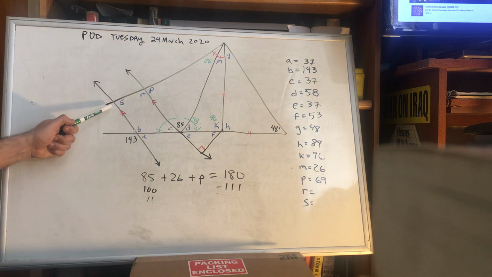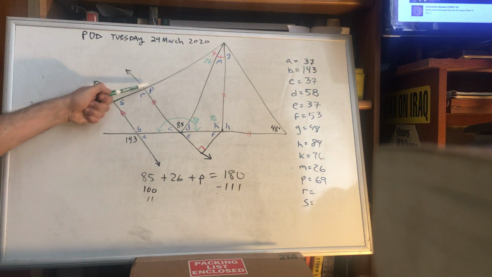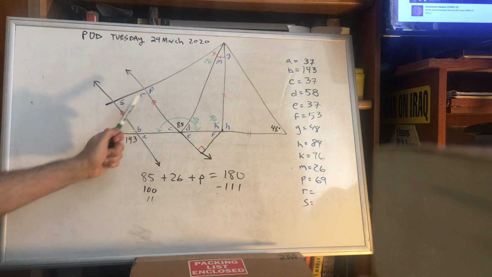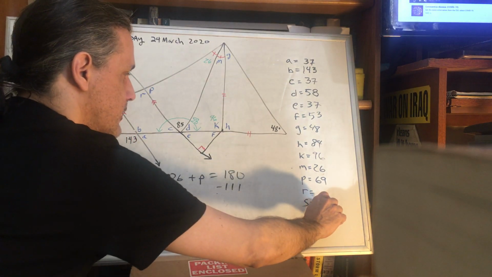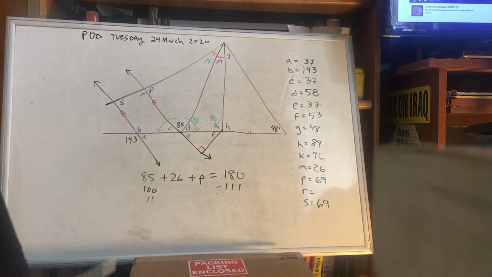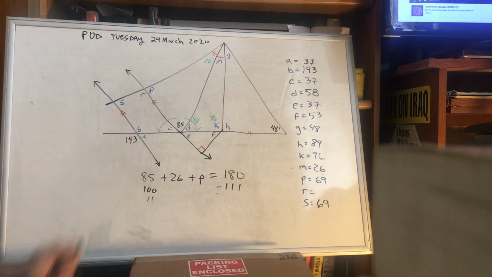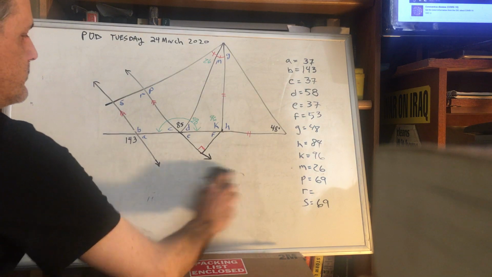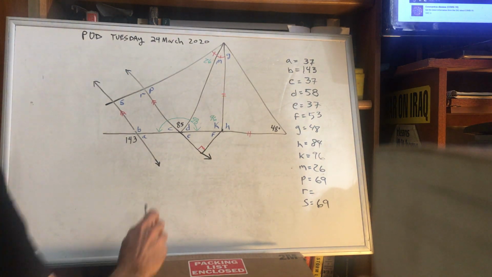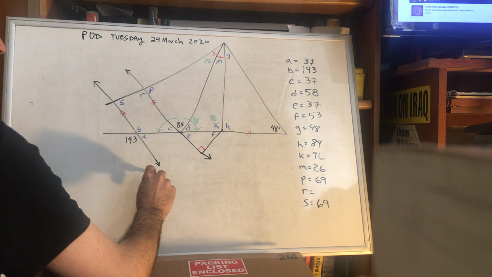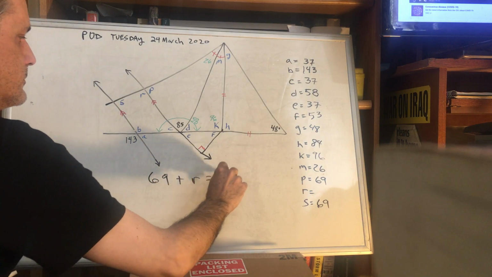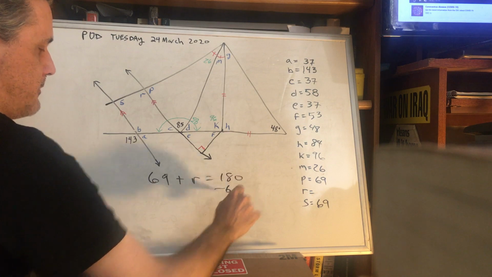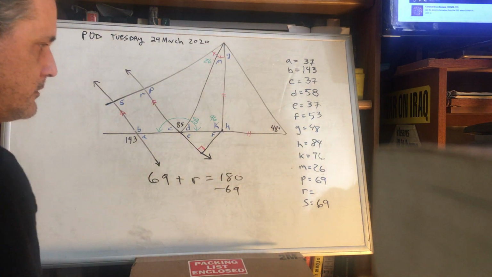And now we can use the transversal at the top. P and S are corresponding angles. So S is also 69. P and R form a linear pair. P and R are supplementary. So we know that 69 plus R equals 180. So subtract 69. And with that, 111.